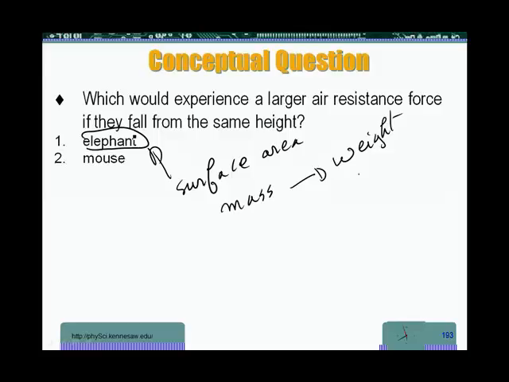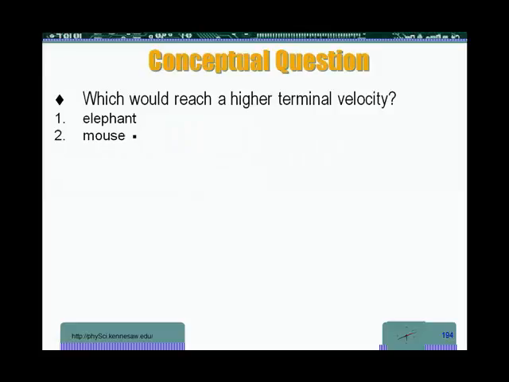The air resistance force on a feather is so tiny, the gravitational force is so tiny as well, so that's why you see a feather reaching terminal velocity really quick. Now, which would reach a higher terminal velocity? Again, it's the elephant, because it's going to take much longer for the air resistance force to catch up with that large gravitational force that's acting on the elephant.